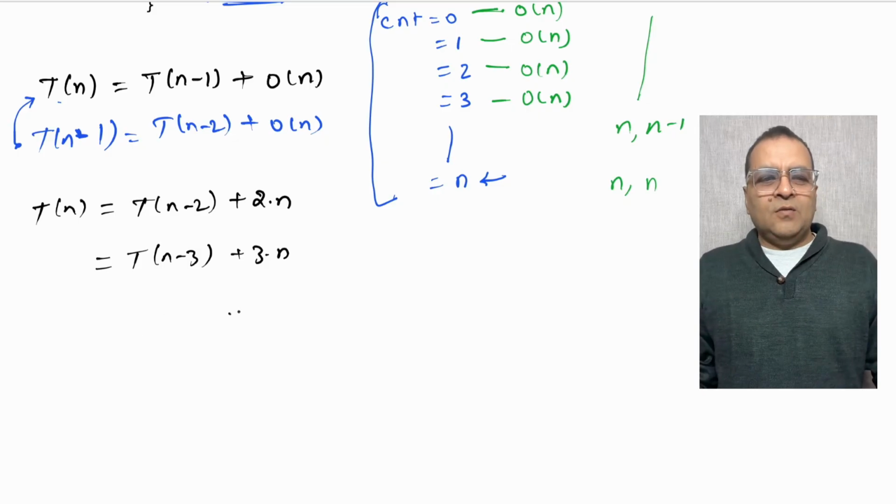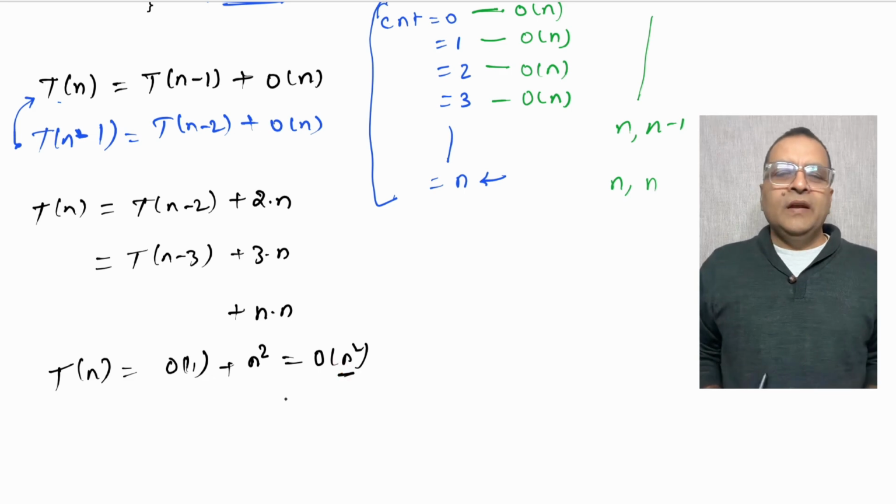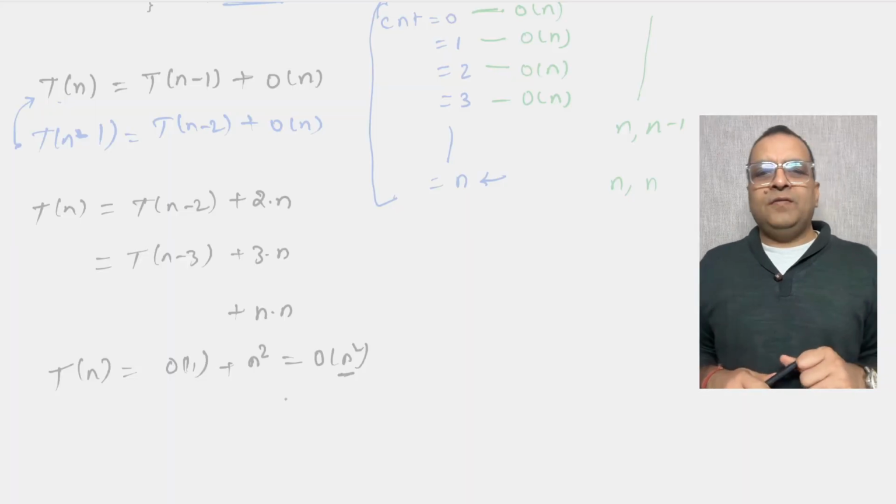So when you reach T of 1, this would have become n into n, which is n square, and T of 1 is constant. So we can say that T of n is some constant plus order of n square. This is equal to order of n square. In both the cases, we are getting order of n square.